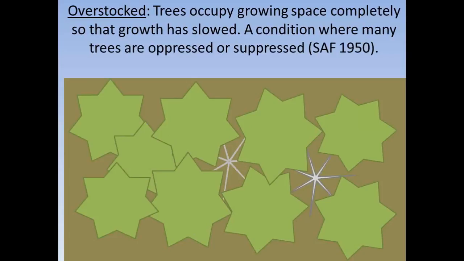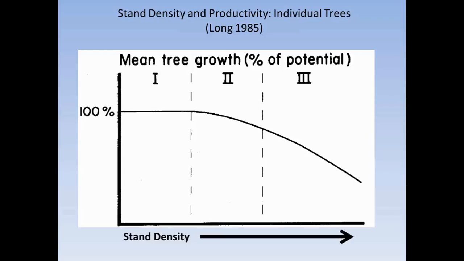And then we have an overstocked stand, and this is a case where trees are occupying growing space so completely that growth is slowed, and a number of trees are oppressed or suppressed. I'm not quite sure what the distinction here is, but that's another SAF definition. We often think of an overstocked stand as at some point having density-related mortality. Again, these are value judgments. One person's overstocked stand might be another person's well-stocked stand. It depends on what you're trying to accomplish, but in a general sense, in an overstocked stand, growth of individual trees is slow, and we're experiencing some level of mortality.